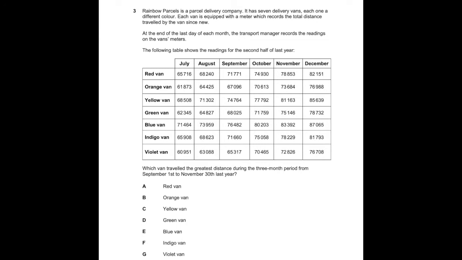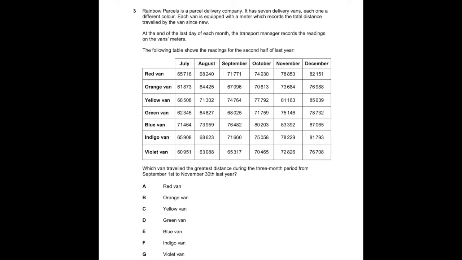Orange van: 73,684 minus 64,425 equals 9,259. Yellow van: 81,163 minus 71,302 equals 9,861. Green van: 75,146 minus 64,827 equals 10,319. Blue van: 83,392 minus 73,959 equals 9,433. Indigo van: 78,229 minus 68,623 equals 9,606.